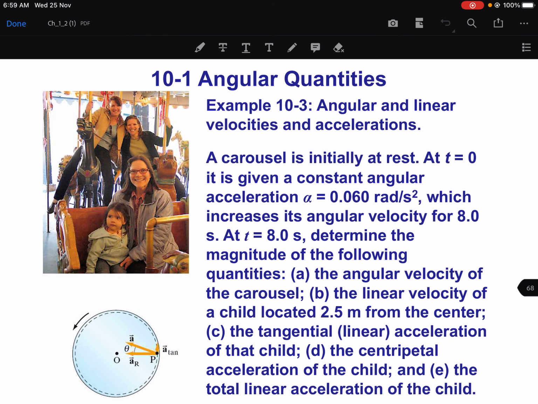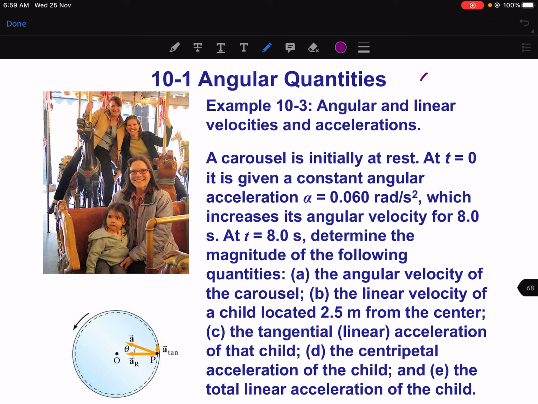Okay, guys, now we go to the example of angular quantities. You see the question here. The carousel is initially at rest. That means omega 1 equals 0. At t equal to 0, it is given a constant angular acceleration alpha of 0.06 radian per second square, which increases its angular velocity for 8 seconds. At 8 seconds, determine the magnitude of the following quantities.